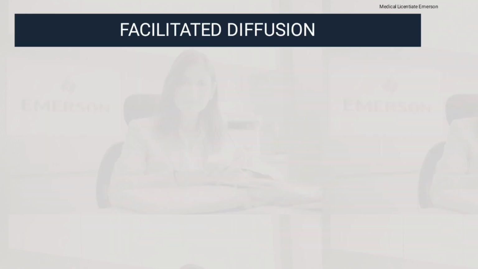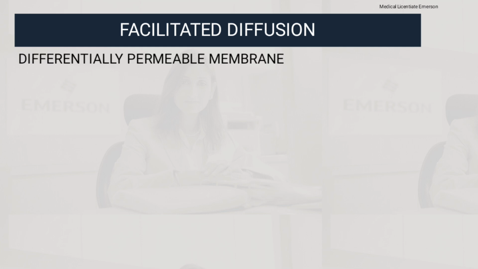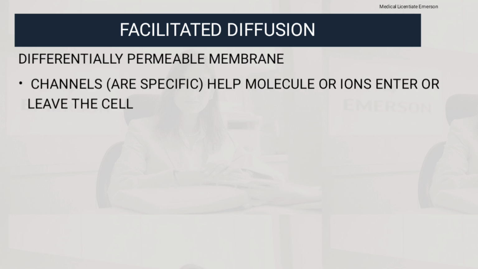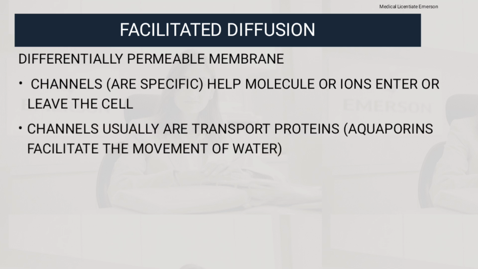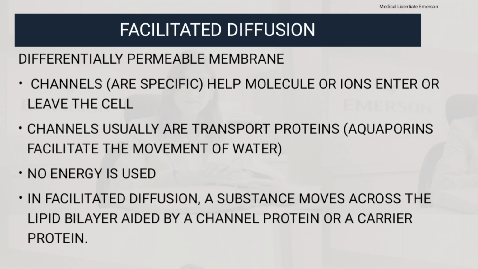Then let's go to facilitated diffusion. Here we have a differentially permeable membrane and channels. We use channels that are specific to help molecules or ions enter or leave the cells. Channels are usually transport proteins, such as aquaporins that facilitate the movement of water. No energy is required or used.